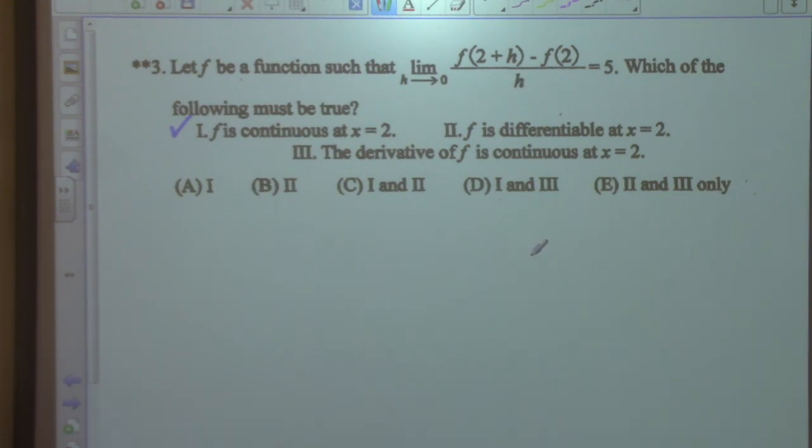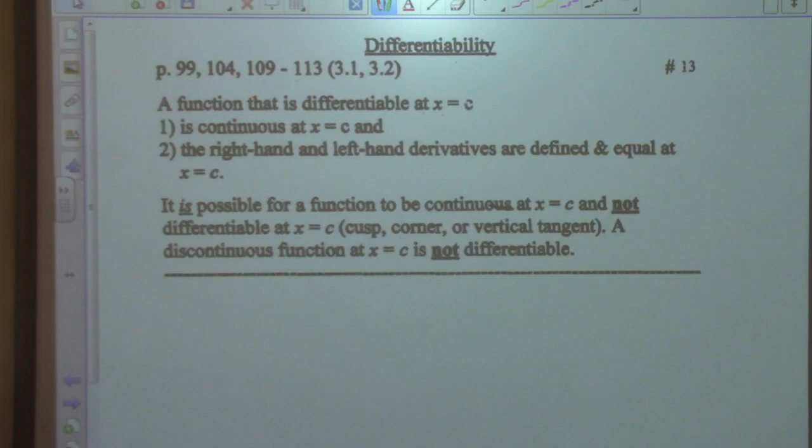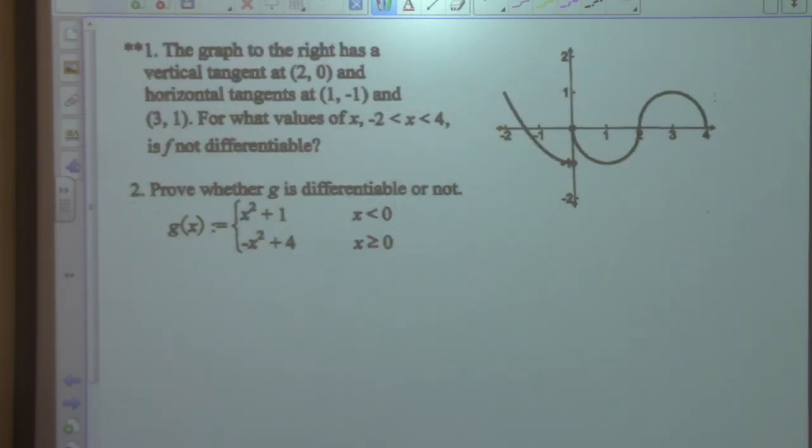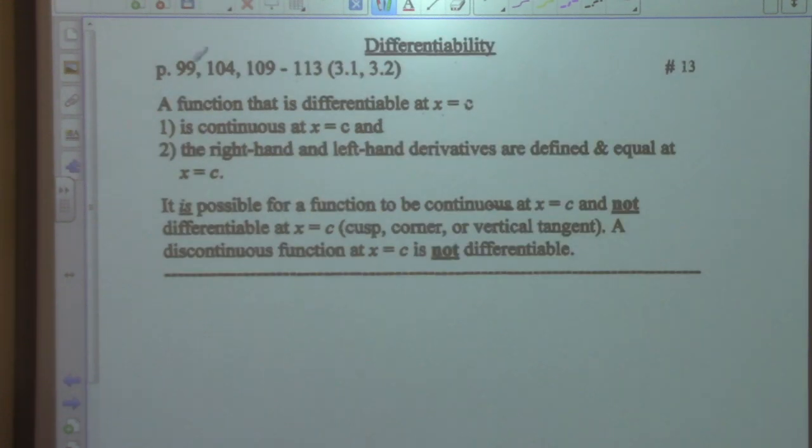Okay, Aaron said he didn't know. Anybody else? Okay, it goes back to right here. Okay, it explains, because here we explained what you have to have: you have to have continuity to have differentiability, right?